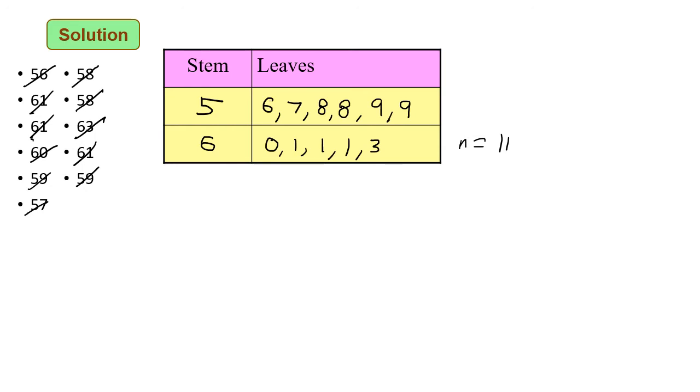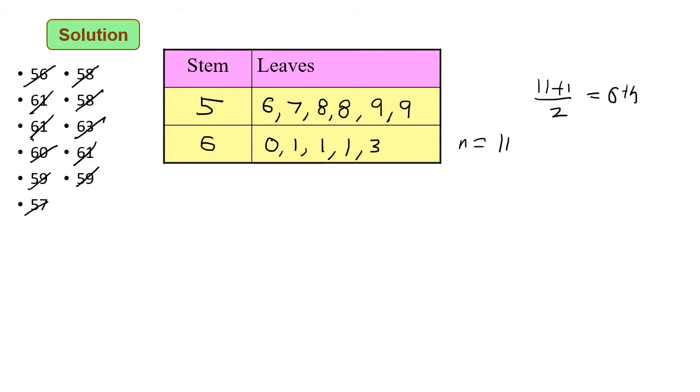Right. So from there we want to find out the median. The median would be the middle value, right? So for the middle value, 11 plus 1 divided by 2, because this is an odd number. So 12 over 2, it is 6.